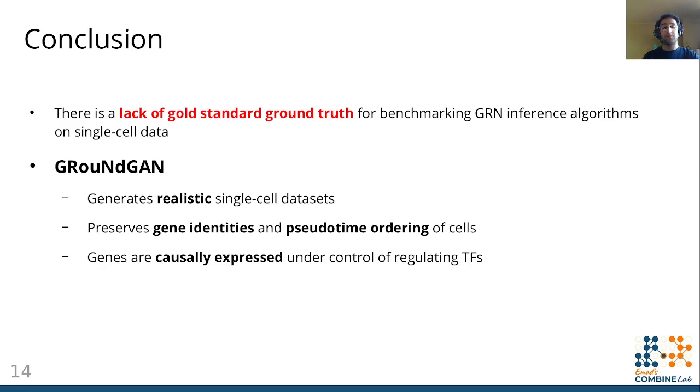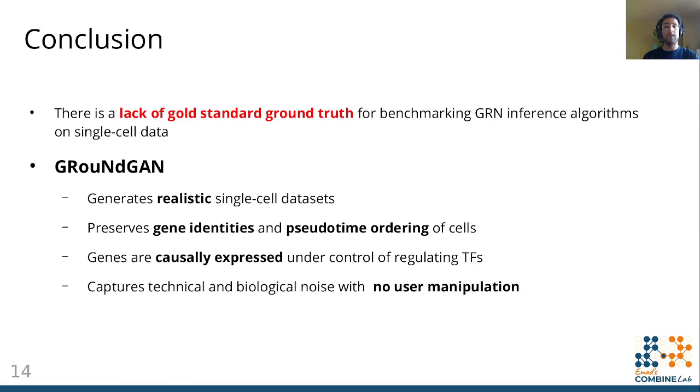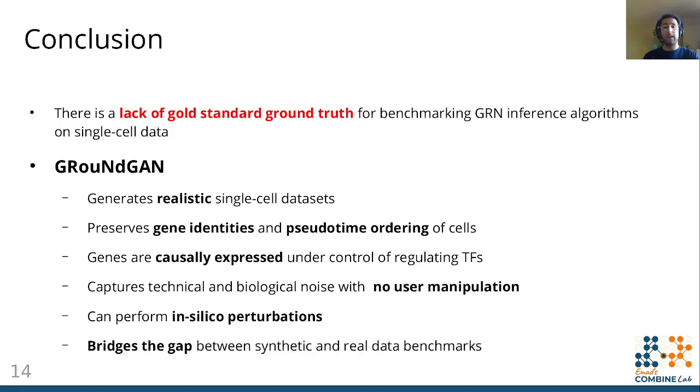And while it generates genes in a way where they're causally expressed under the control of the regulating TFs, it captures technical and biological noise with no user manipulation, and only implicit parameterization. And because GroundGAN is a causal implicit generative model, it can be used to perform in silico perturbation experiments and knockout experiments. And very importantly, it bridges the gap between synthetic data and real data benchmarks.